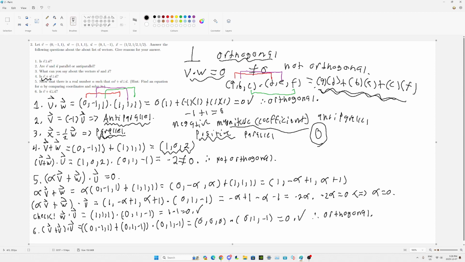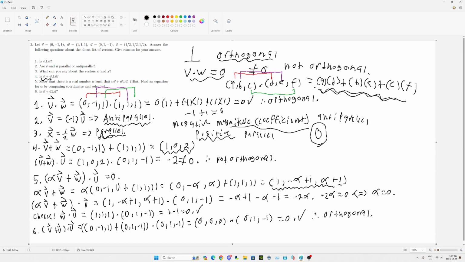Number 5. Show that there is a real number alpha such that alpha v plus w is orthogonal to u. The way we can start this is to start with the piece on the left, alpha v plus w. Alpha v plus w is just going to be equal to alpha times the vector v plus w. We can distribute that alpha into our v to get this piece here. Then we add them together, and we get this piece here.